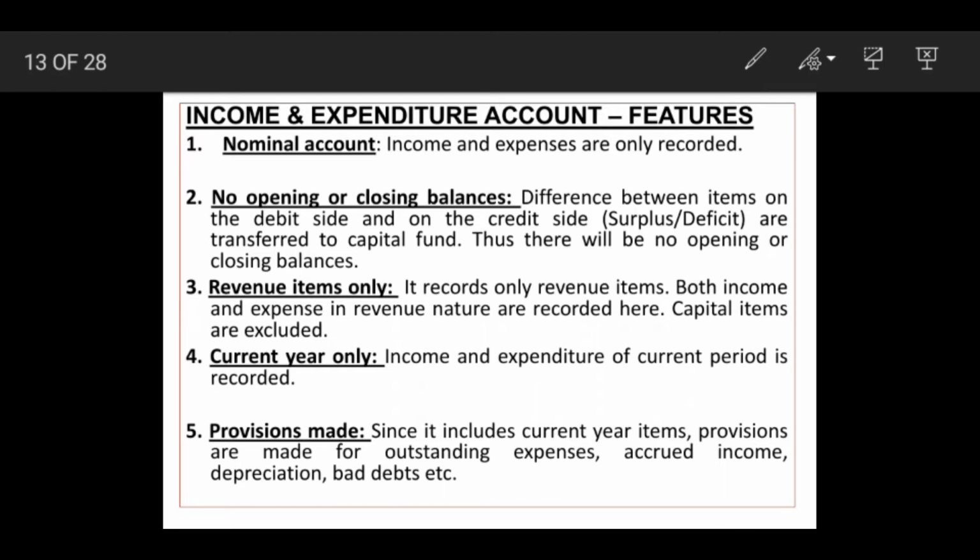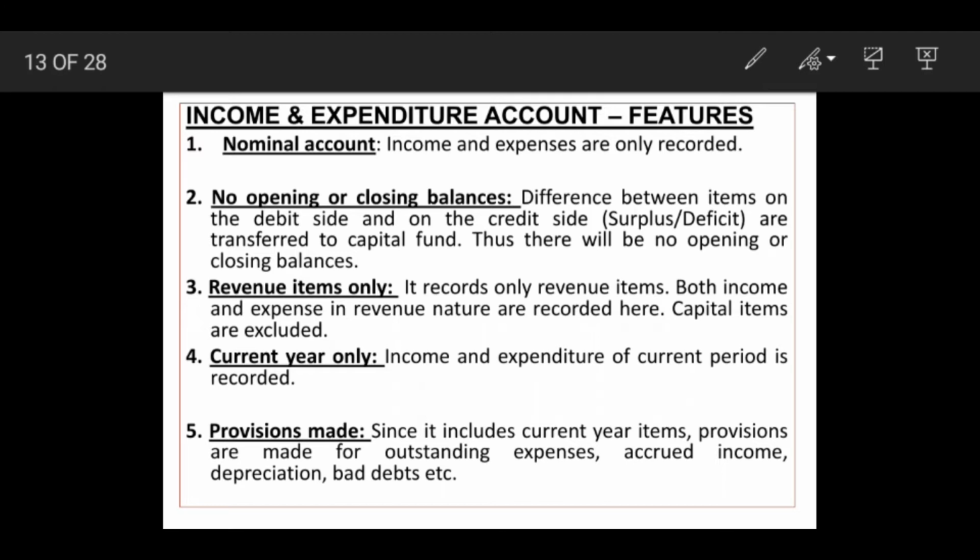In receipts and payments account, it records all the items, all the transactions, irrespective of its period of occurrence. Whether it is a past transaction or a future transaction, in receipts and payments account, we have to record all the transactions. But in the case of income and expenditure account, it only takes current year transactions or the transactions of the period in which this account is being prepared.